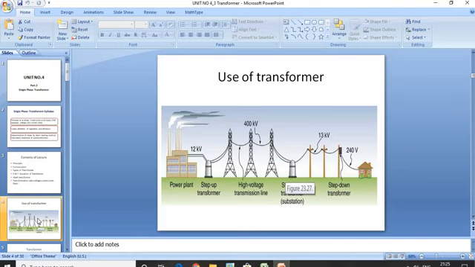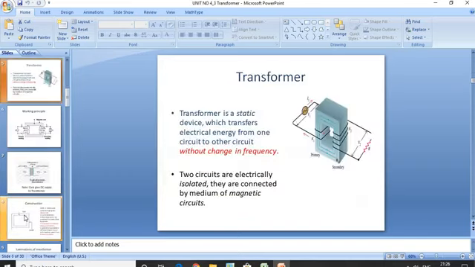Now this is the use of transformer. This is the application in a power plant. In the power plant, the transformer is used as a step-up transformer for raising the voltage for transmission purpose, and at the distribution end there is a step-down transformer which lowers the voltage. So transformers are used whenever we are required to change the voltage levels.